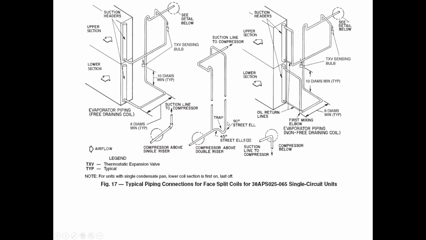Now, when you make the trap for your double suction riser, you want to make this as short as possible. And as they say here, use like a 45 and a 90 street L. So you want this trap as small as possible to hold as little amount of oil as possible.